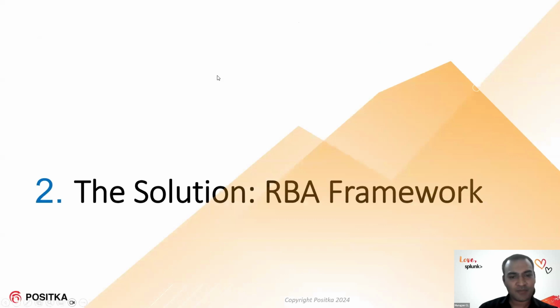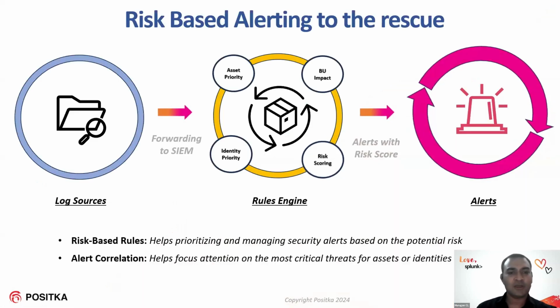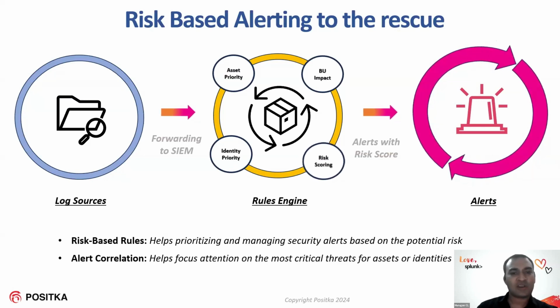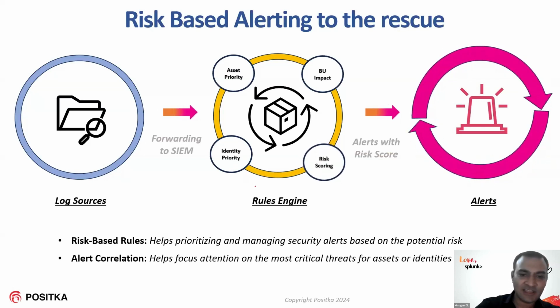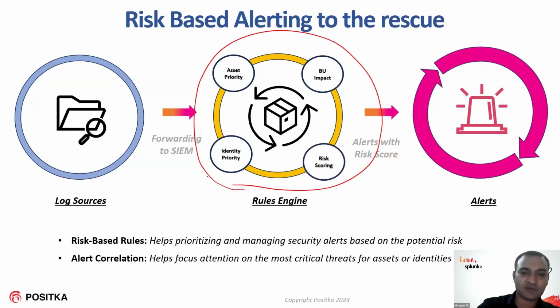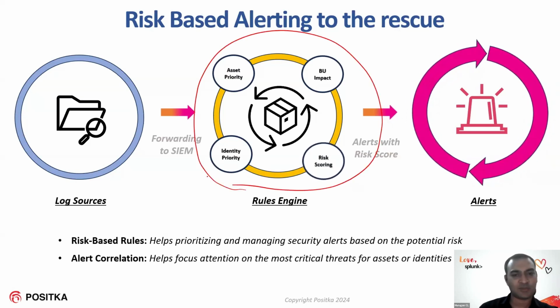So RBA is the solution to this alert fatigue, and users across different SIEM platforms have started implementing RBA. So how does RBA really work, right? It's more or less the same thing, but there is an additional layer that sits on top of the rules engine, right? So this is actually generic RBA.